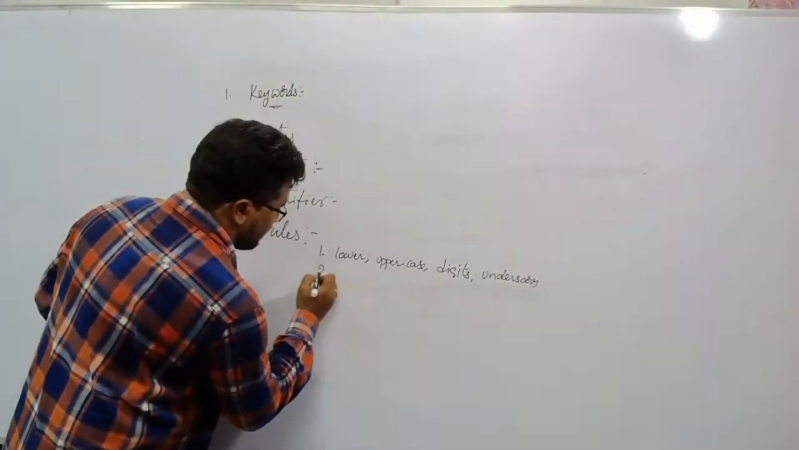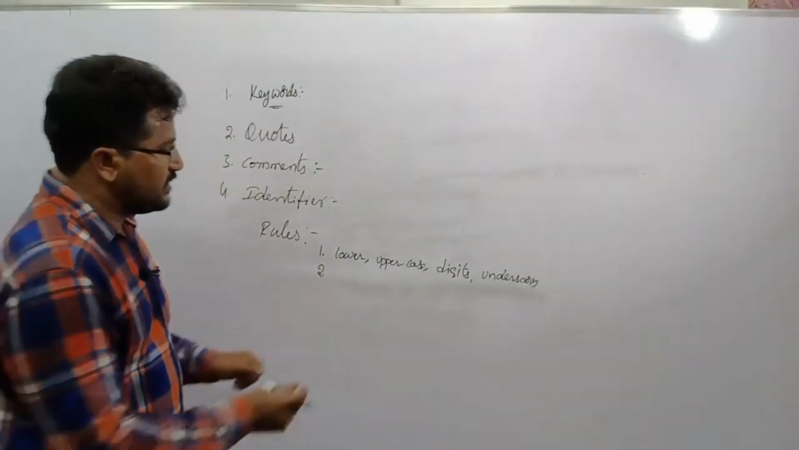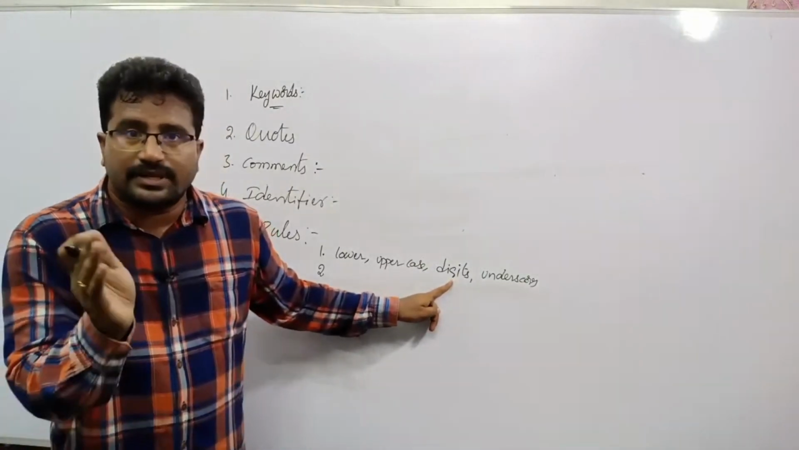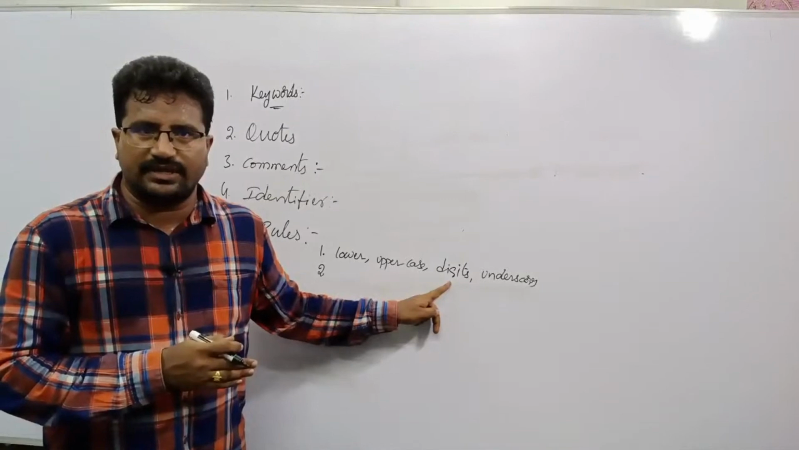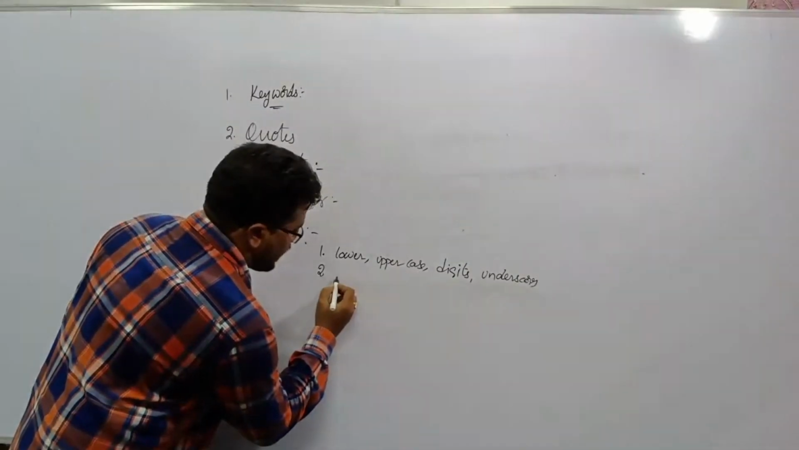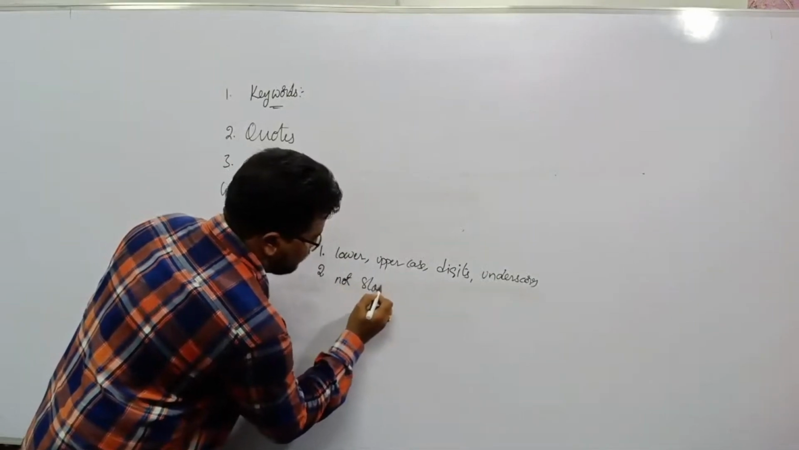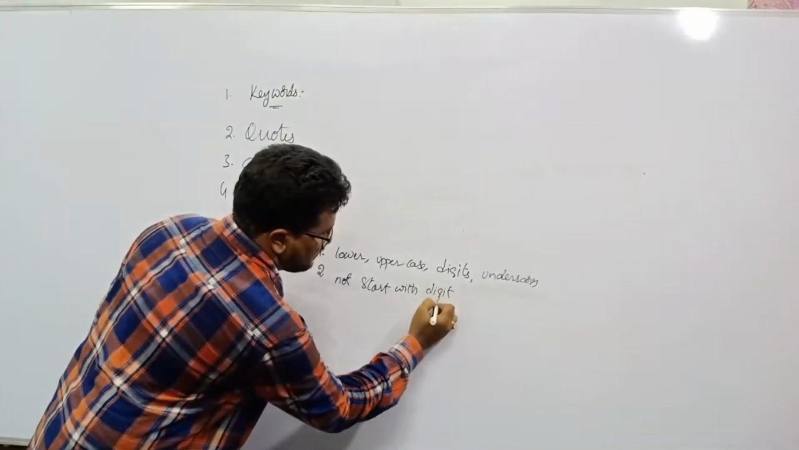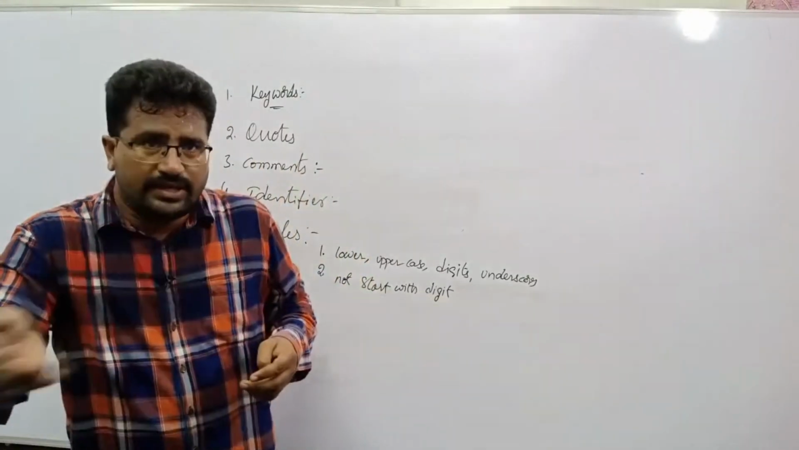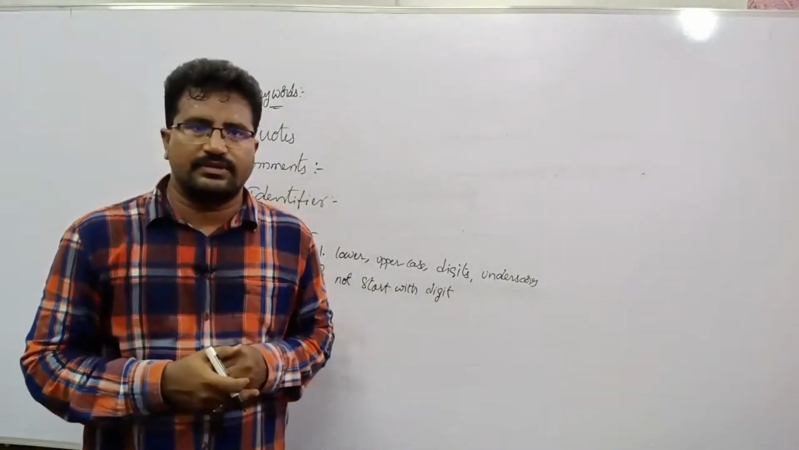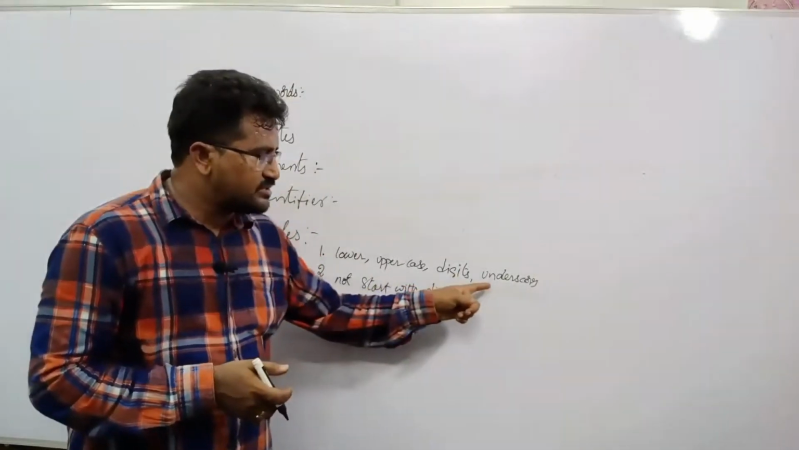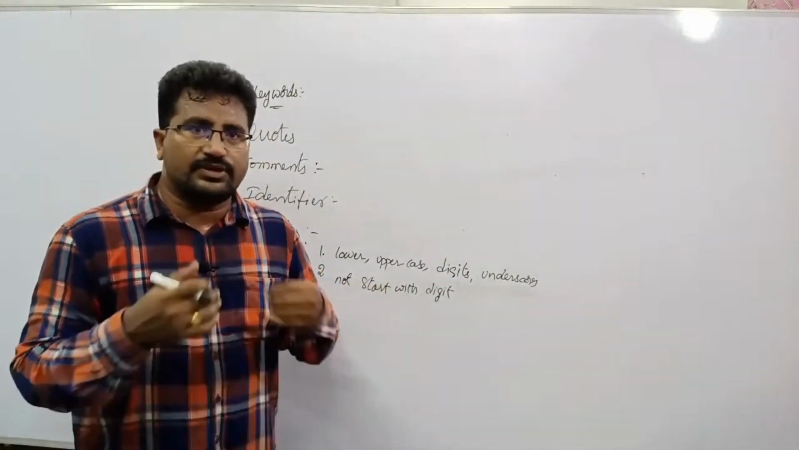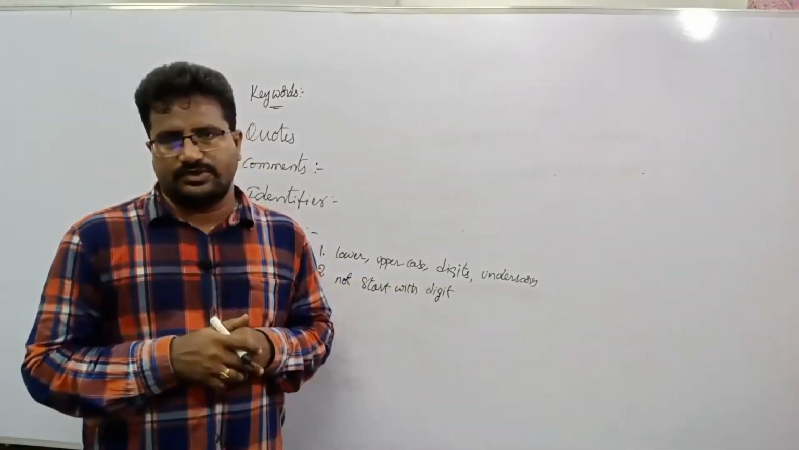Okay. Next one. The name can contain digits at any place, but not in the beginning. It means an identifier should not start with a digit. You can have the digit anywhere except the beginning place. But underscores are possible anywhere, either beginning, ending, or middle, any number of underscores, right?